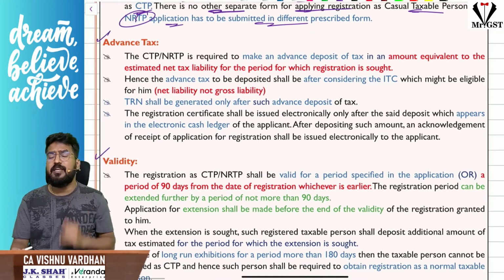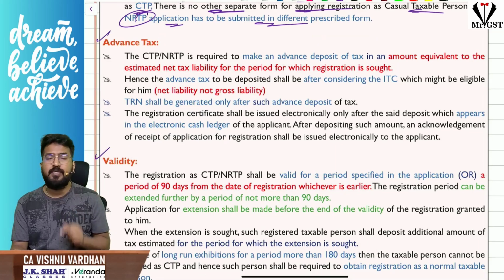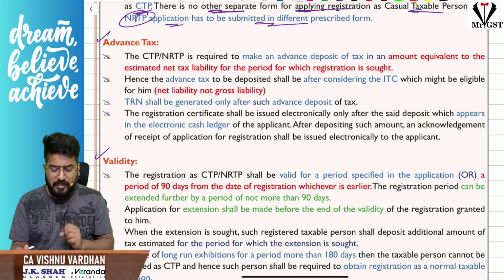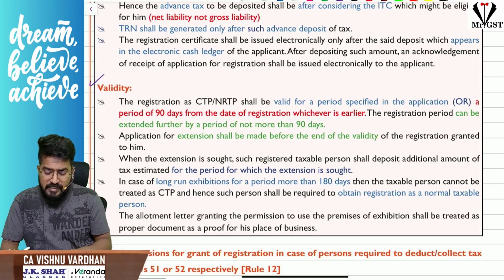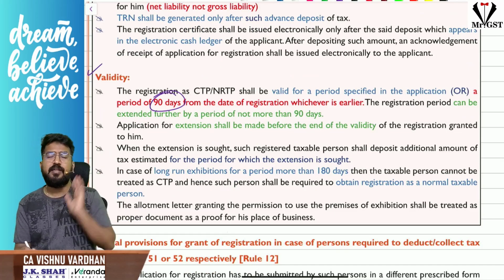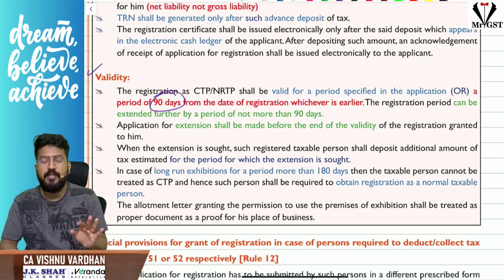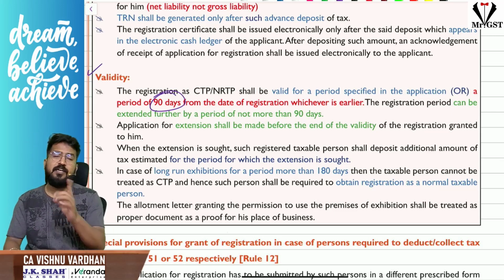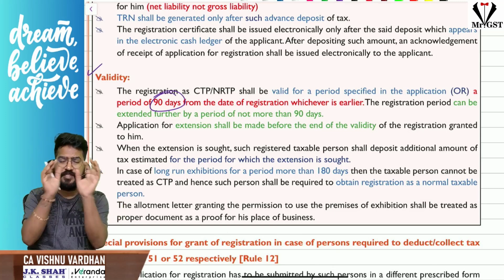Generally, when we are taking registration for normal people, we will not have any concept of advance tax in GST. But for CTPs and NRTPs, they are asking for registration for some period. Normally the registration certificate validity will be lifelong. But here, for CTPs and NRTPs, sir, the validity will be 90 days maximum. They can ask for 10 days, but they will get 90 days? No: the number of days for which registration is sought, or 90 days, whichever is earlier. So they can ask for 10 days, they will get 10 days. They can ask for 40 days, they will get 40 days. They can ask for 120 days, but they will get only 90 days.